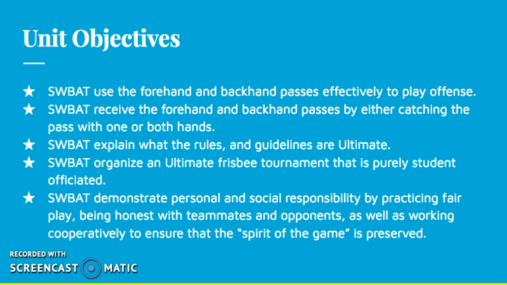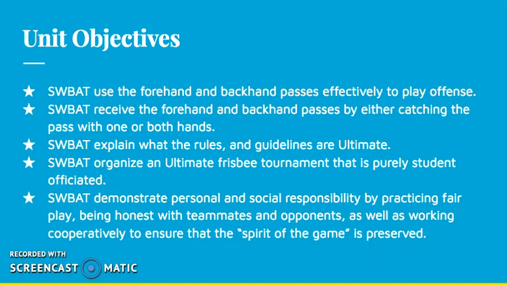Next, we will be talking about our unit objectives. The first and second objectives relate to Ultimate Frisbee psychomotor skills. These skills include forehand and backhand passing, receiving with 1 and 2 hands, defensive and offensive tactics. Defensive tactics would be things like marking opponents. Offensive tactics would be things like receiving a pass in open space.